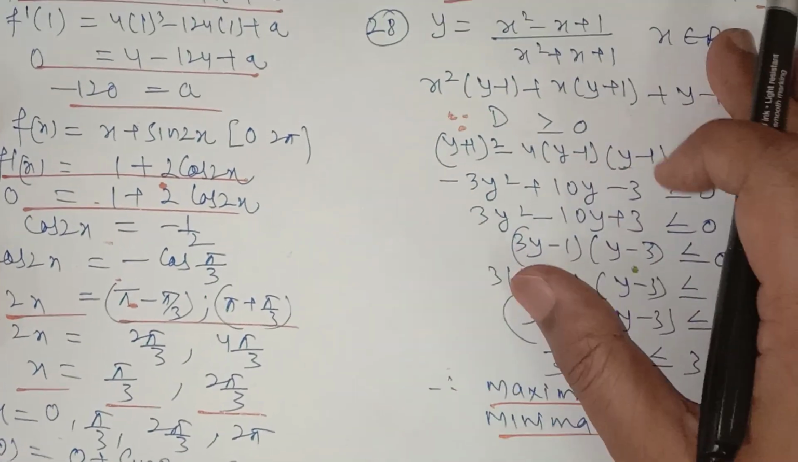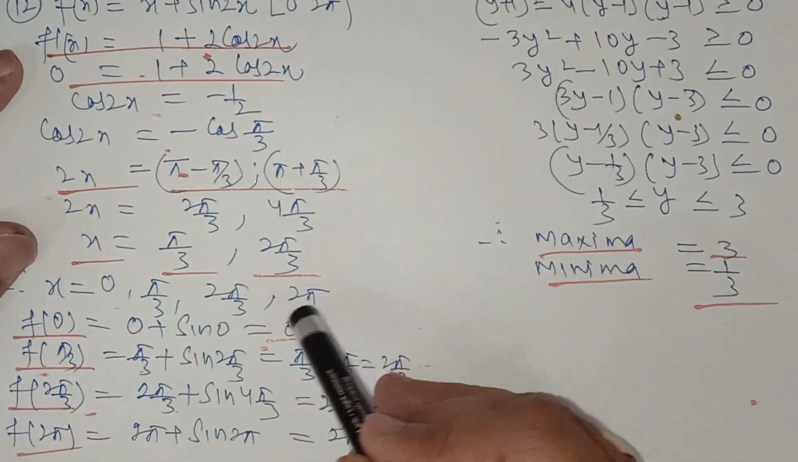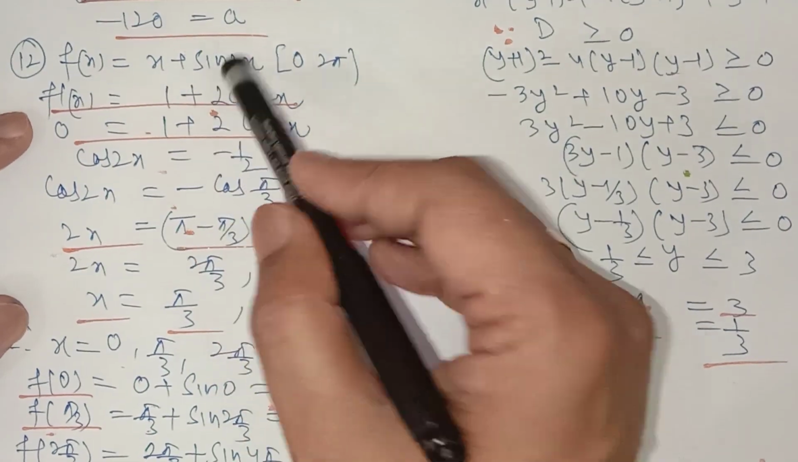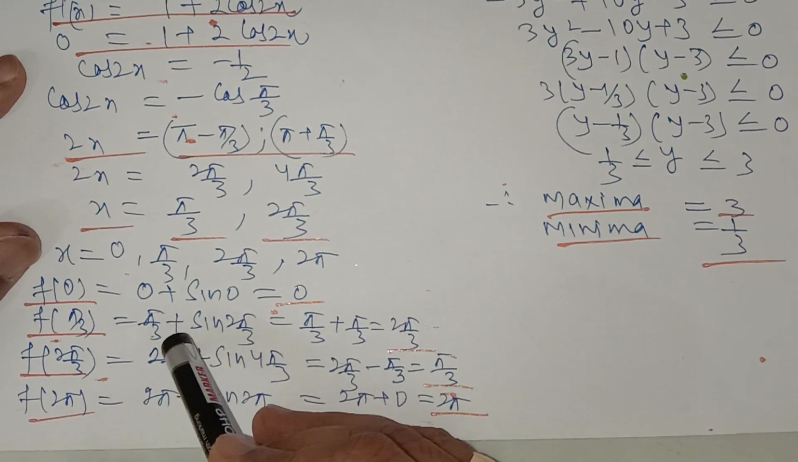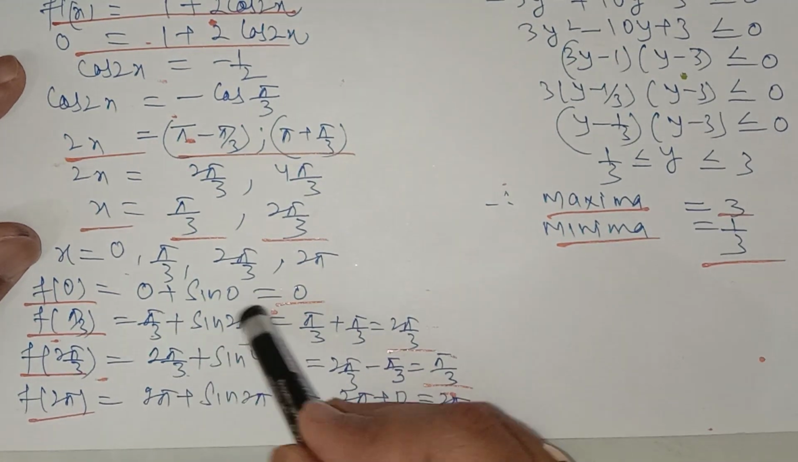So the values of x are coming out to be 0, pi by 3, 2 pi by 3, and 2 pi. Replace these values in the original function, that is x plus sine 2x. Find f(0), which is coming out to be 0. Find f(pi by 3), which is coming out to be pi by 3 plus sine 2 pi by 3. Find the value of sine 2 pi by 3.